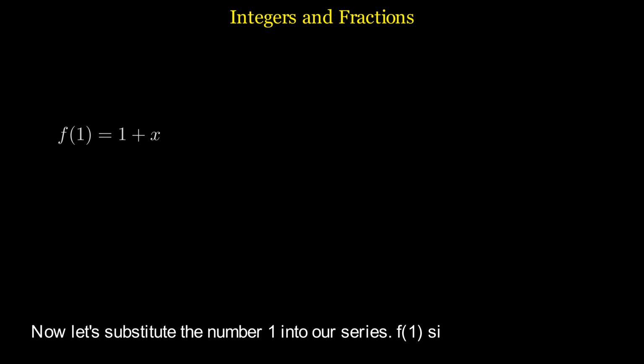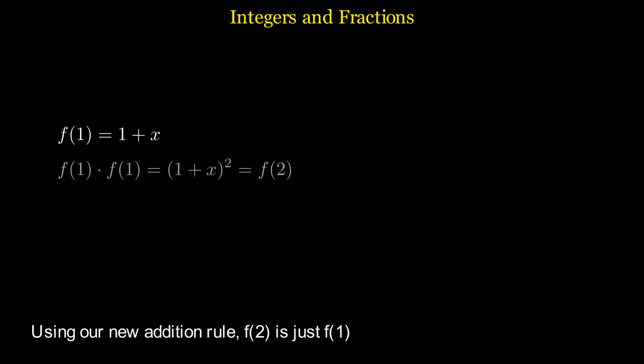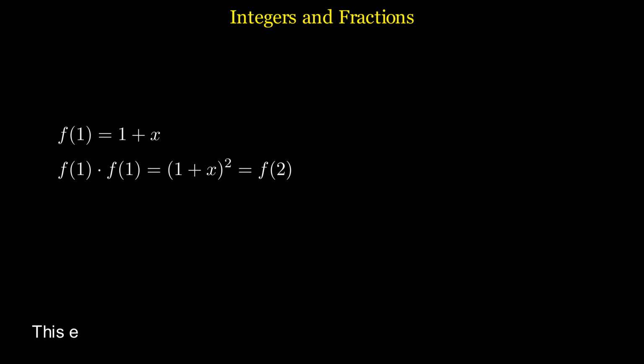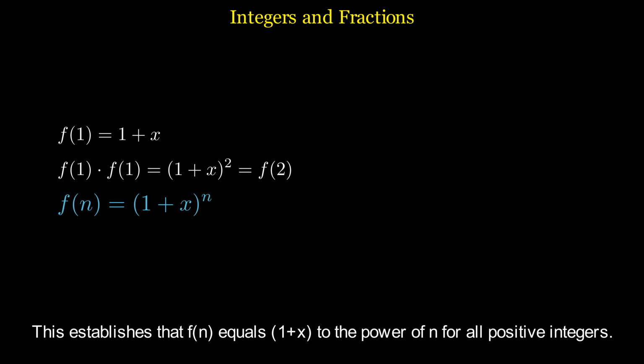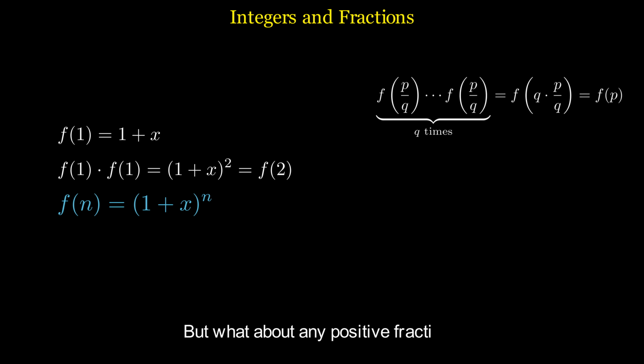Now, let's substitute the number 1 into our series. F of 1 simplifies to exactly 1 plus x. Using our new addition rule, f of 2 is just f of 1 times f of 1, which is 1 plus x squared. This establishes that f of n equals 1 plus x to the power of n for all positive integers. But what about any positive fraction?